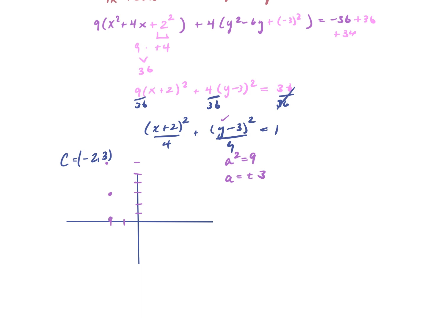And then b squared is 4. So b is plus or minus 2. So that means I go out left and right too, which you can see here it becomes bigger, or longer, on the y-axis. Okay, so that's the ellipse.